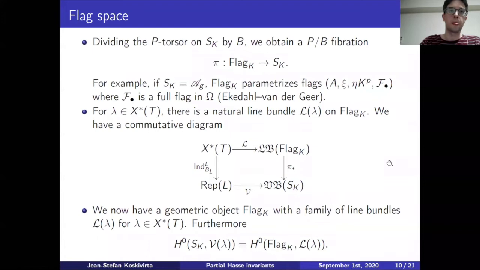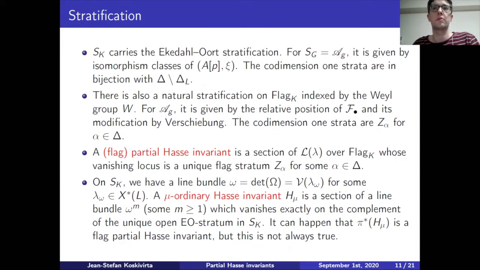Right. So recall that on the Shimura variety there is an equilateral stratification. For example, if we're looking at the Zariski-Gall Shimura variety, this stratification is given by isomorphism classes of the p-torsion of the abelian variety. So in this case, the codimension one strata are in bijection with the simple roots which are not in L, the complement of the simple roots of L in the simple roots.